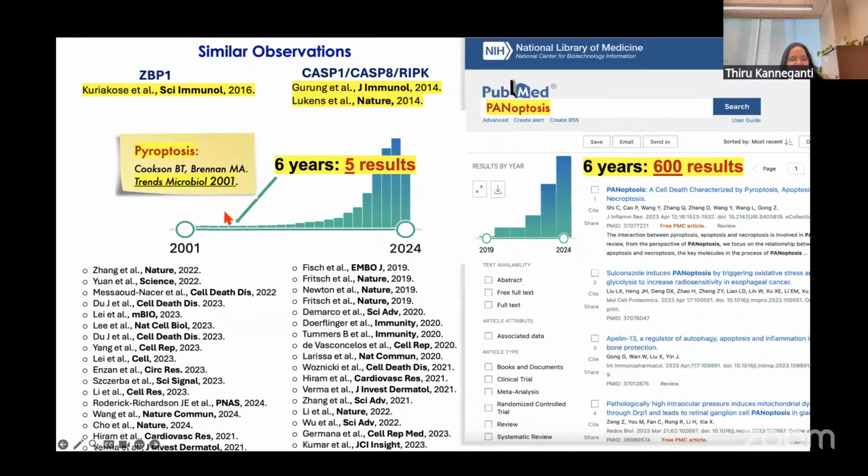So you can appreciate how dogmatic the field is, because initially what we knew was the non-lytic apoptotic pathway, and there was lytic necrosis, a non-programmed death pathway. So for pyroptosis, for Brad Cookson and Brennan to say that there is another programmed lytic cell death pathway, it took them, I do not know, 6 years to get to 5 results in PubMed. That means people didn't believe in this pathway. But we're very happy that panoptosis is filling a major gap in the field: within 6 years, there are close to 600 results if you type panoptosis in PubMed.